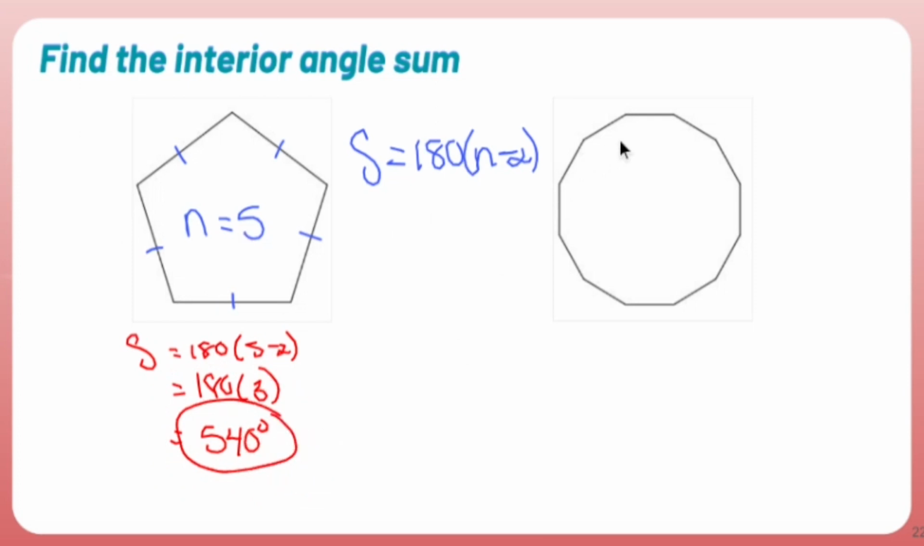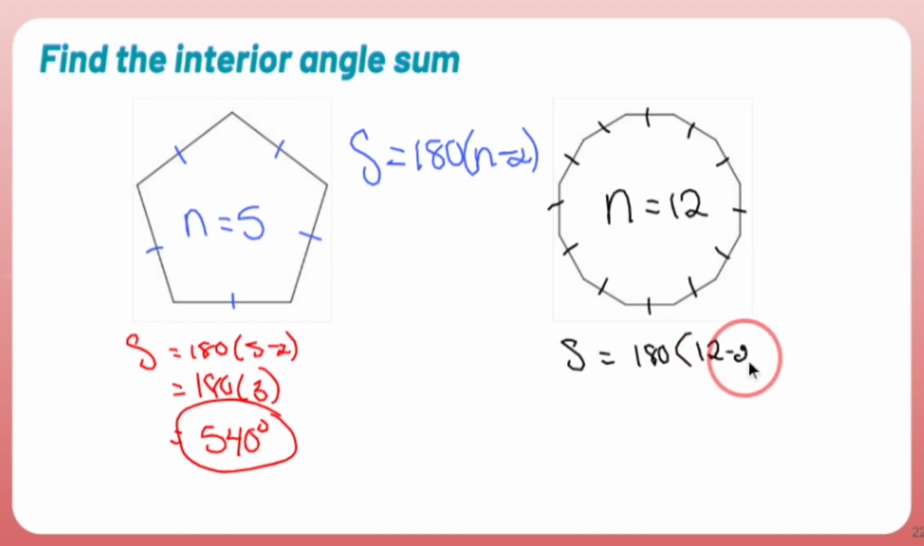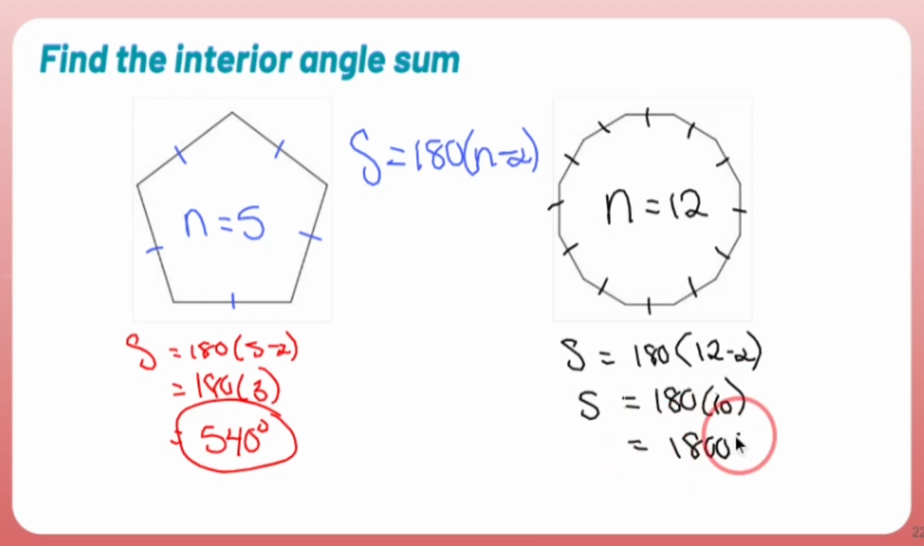How many sides do I have here? 1, 2, 3, 4, 5, 6, 7, 8, 9, 10, 11, 12. So N equals 12 in this case. So the sum of all the angles is going to be 180 times 12 minus 2. So the sum is going to equal 180 times 10, which is 1,800 degrees total. So there you have it, interior angle sum of a polygon. Pretty simple formula to use. Done.